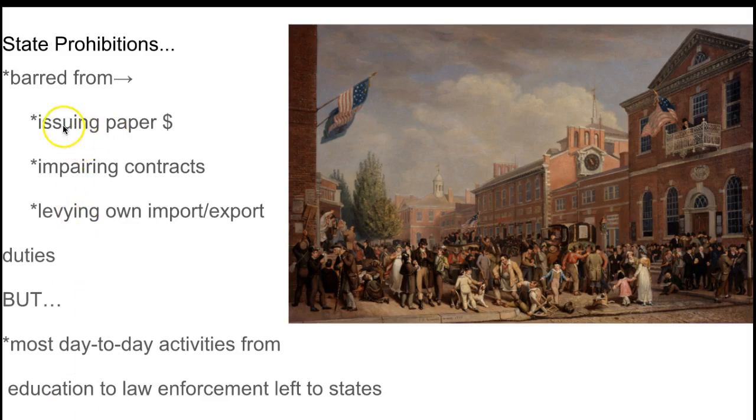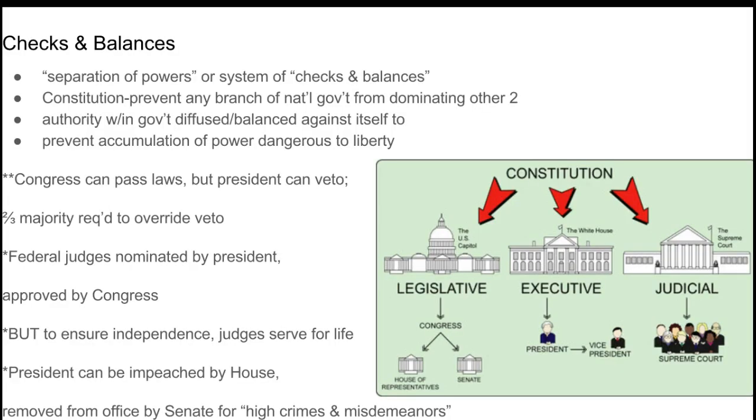States were barred from issuing paper money, so that means you can't print your own money anymore. You can't have contracts. You can't do your export and import duties, but you can have the right to do education, law enforcement, the things that are not stipulated by the Constitution.